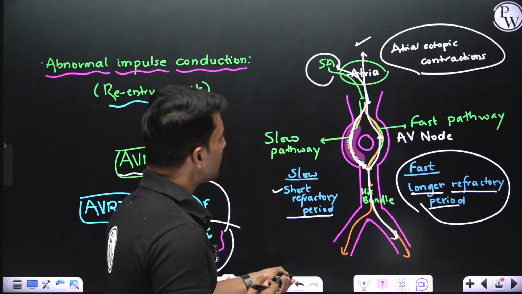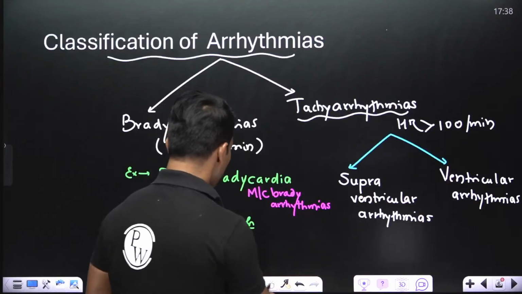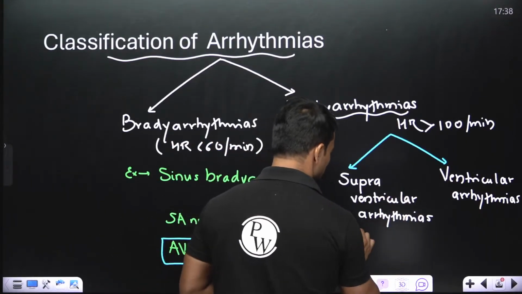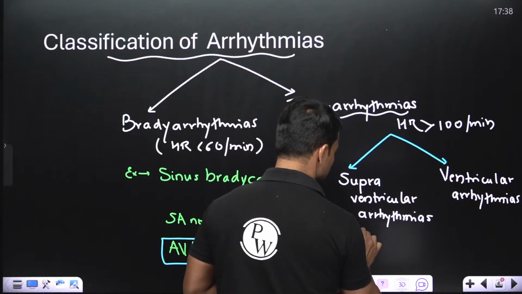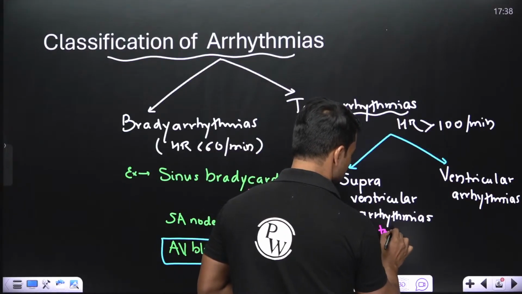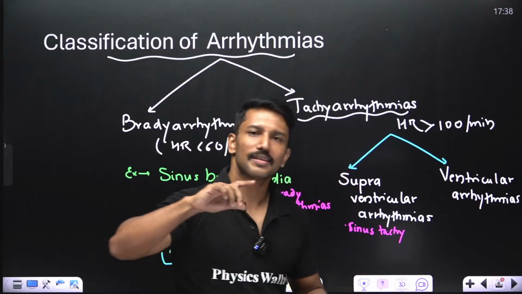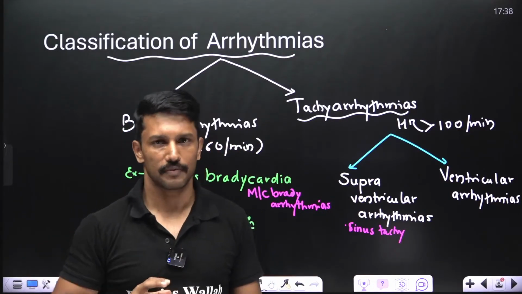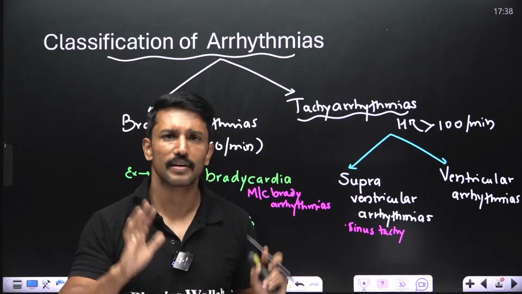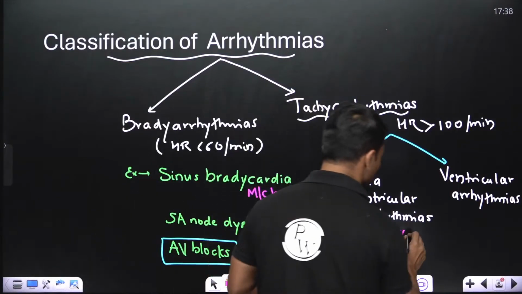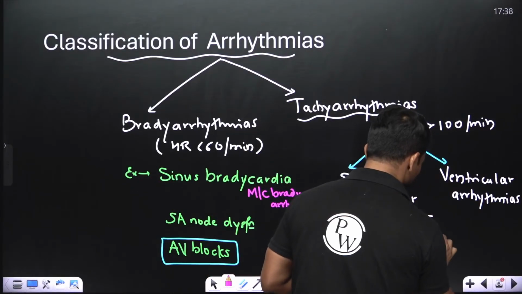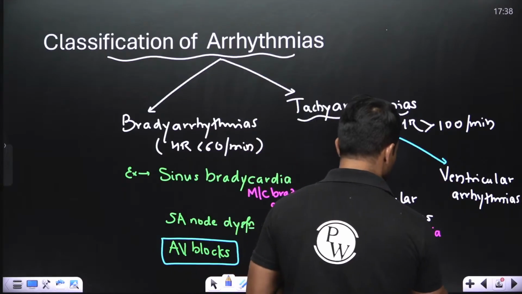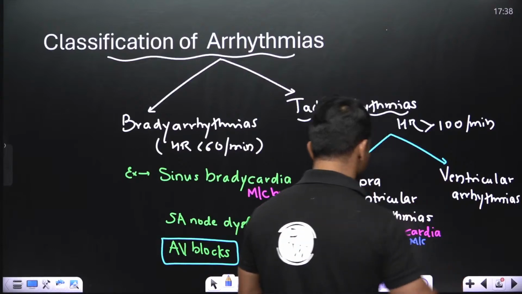So what comes under the supraventricular arrhythmias? The most common supraventricular arrhythmia is sinus tachycardia. Why? Because the pathology rests above the ventricle. Sinus tachycardia means increased automaticity of the SA node itself. And where is the SA node situated? Of course, above the ventricle in the atria. So sinus tachycardia is the most common supraventricular arrhythmia, right?